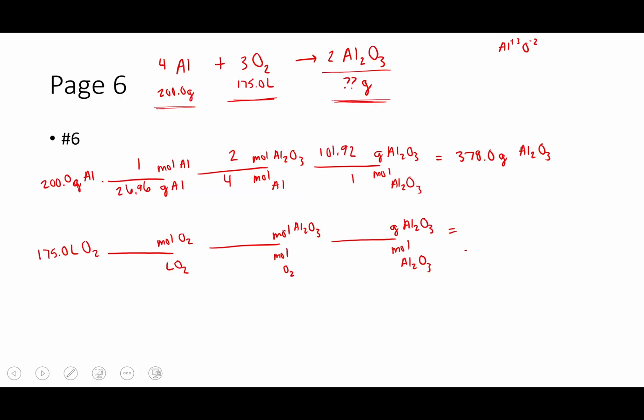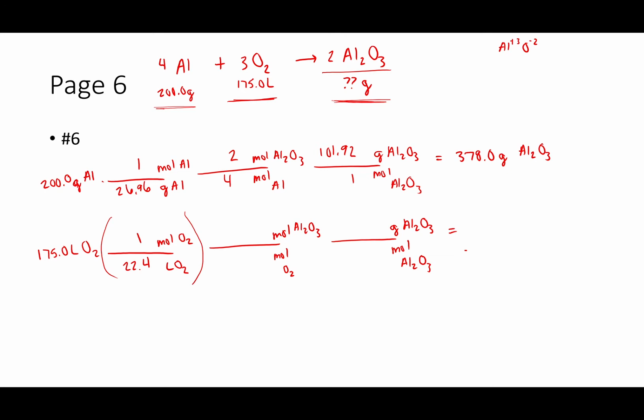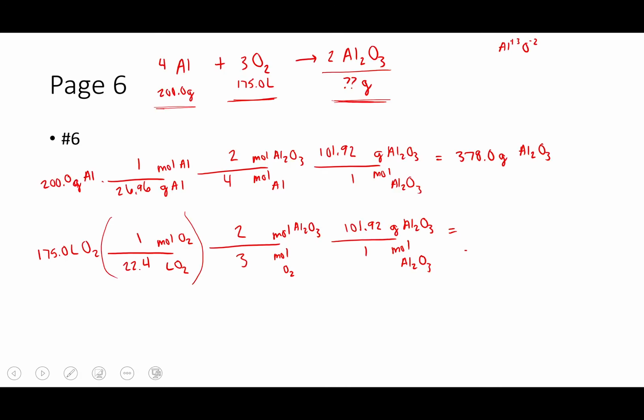All right, so when I fill in my ratios, here, mole to liter, I don't need the periodic table anymore. I just need mole to liter conversion. So 1 mole is 22.4 liters. My mole to mole ratio is going to be 2/3, and my molar mass of aluminum oxide, 101.92/1. So when I plug and chug, 175 divided by 22.4 times 2 divided by 3 times 101.92, and that gives me 530.8 grams of Al2O3.